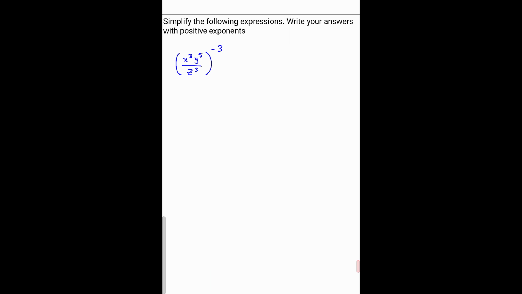Okay, so what this is saying is that the negative 3 on the outside is going to apply to every exponent you see inside the parentheses. So because of the power rule, we have powers raised to a power. So we've got to multiply the exponents by the negative 3.